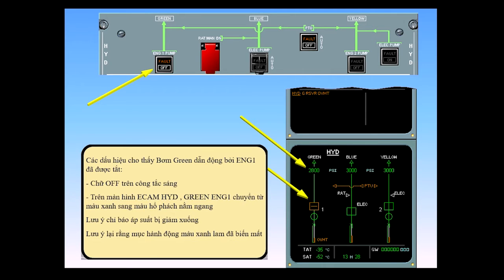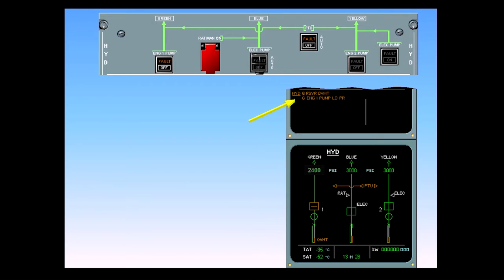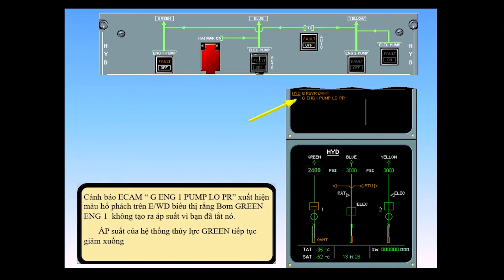Notice the pressure indication is dropping. Again, notice that the blue action item has disappeared. The ECAM caution, green engine 1 pump low pressure, appears amber on the EWD to indicate that the green engine 1 pump is not producing pressure because you switched it off.